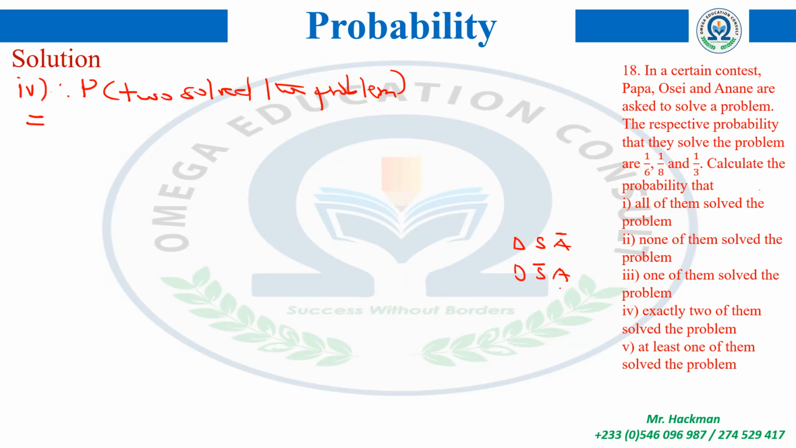I can see that in this, I also have 2 of them solving. Can you see that? So this is also another possibility, which is different from this. Then again, DSA. This time around, you can see that I will say that Papa is not able to solve, but Osei and Anani are able to solve. So in this case, again, I have 2 of them able to solve, which represents a different possibility here. So these will be the 3 different possibilities that you can look at.